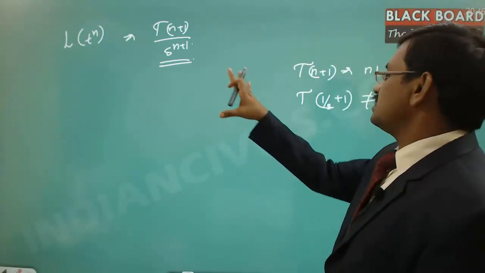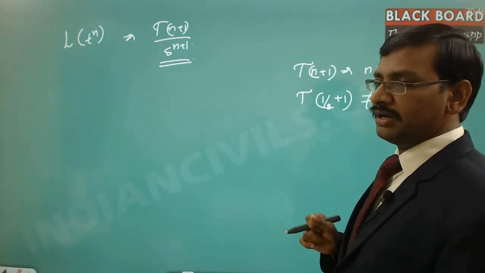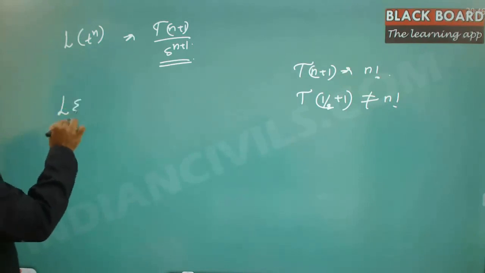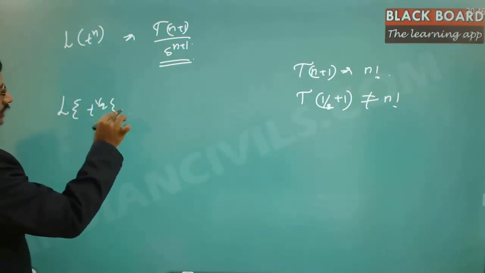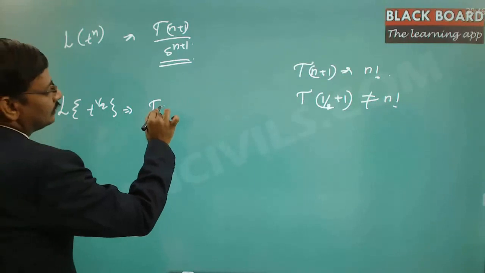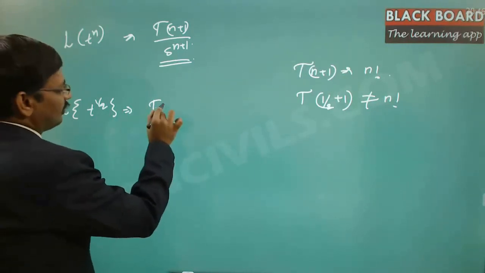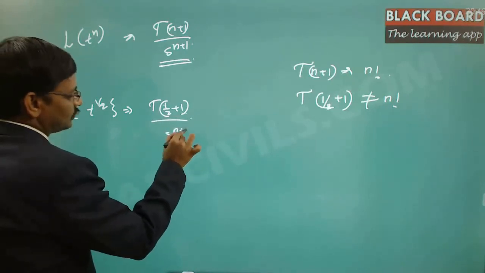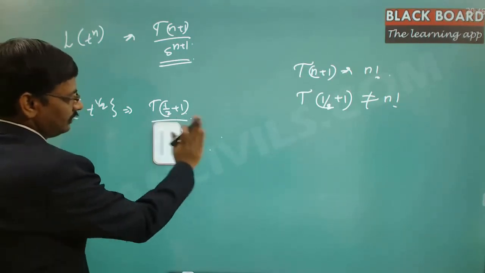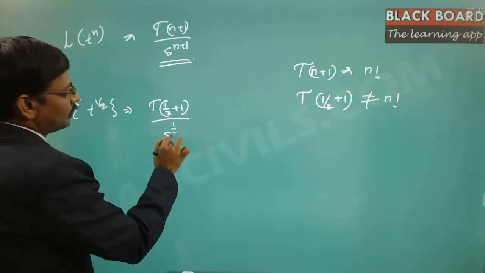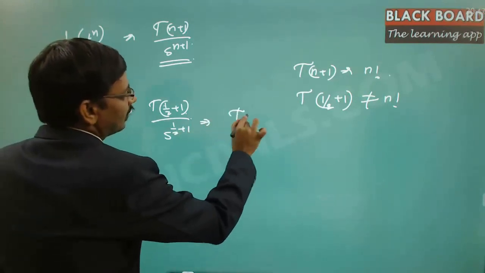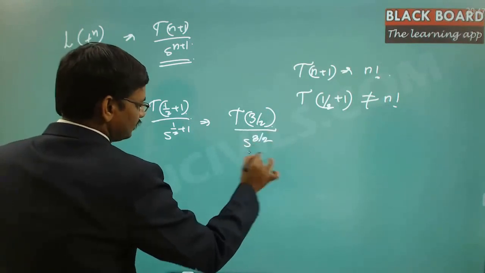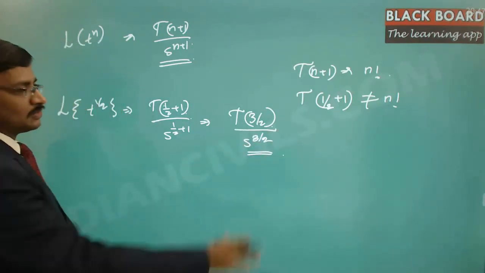And now this is a generalized way. Now for the fractional part, if you want to find the Laplace transform of t power 1 by 2, this value is gamma of n plus 1 divided by s power n plus 1. So n is 1 by 2, and n plus 1 is 1 by 2 plus 1. So this is gamma of 3 by 2 divided by s power 3 by 2, and this is the answer.